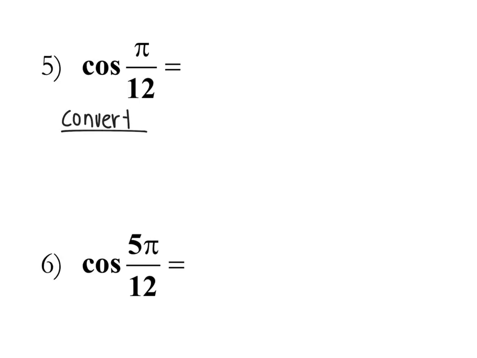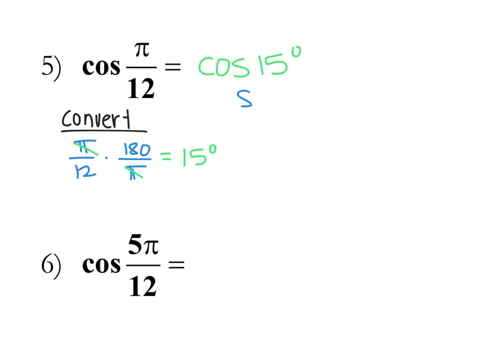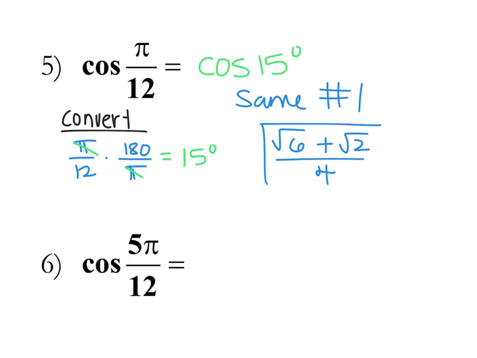So just as a reminder, to convert from radians to degrees, we have pi over 12. You want the pi's to cancel, so you multiply by 180 over pi. 180 divided by 12 is actually 15 degrees. So this is equal to cosine of 15 degrees, which is the same problem that we've already did. This is the same as number 1. So the answer is the same as number 1. I'm not going to redo the problem. It's root 6 plus root 2 all over 4.